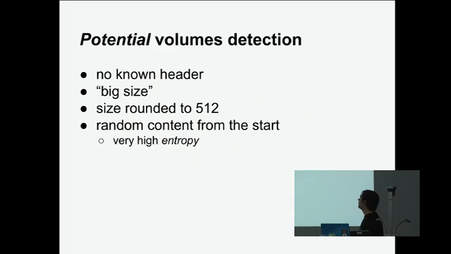So there could be potential volume detectors: say your laptop is taken, and people parse all the files, and suddenly they see that one has no known header. It's probably big, the size is rounded to 512, and the content looks random from the very beginning. How many files do you have in a normal system that can be like this? Yeah, that's the problem.